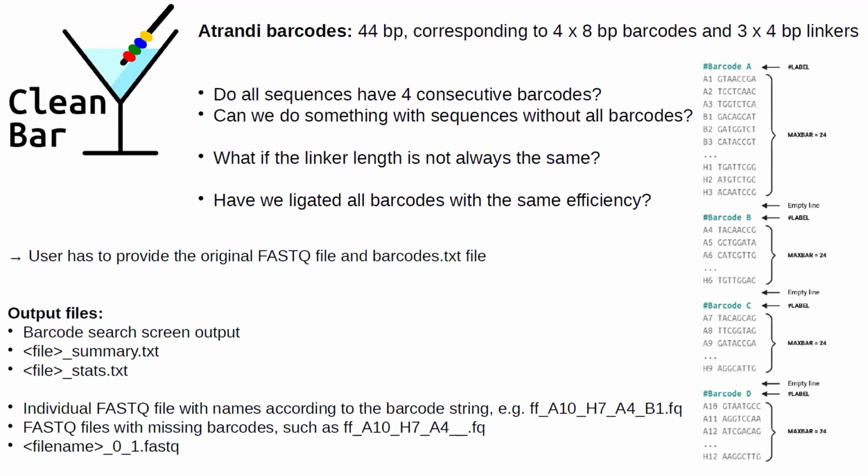So you will obtain the single cell demultiplexed files, which will be named according to the barcode labels. So for example, this A10, H7, A4, B1 is the label from barcode D, C, B, and A. And we can also capture and gather the cells that accidentally did not have the full barcode, so they can be useful for some applications as well. And we also gather the sequences that do not have any barcodes.